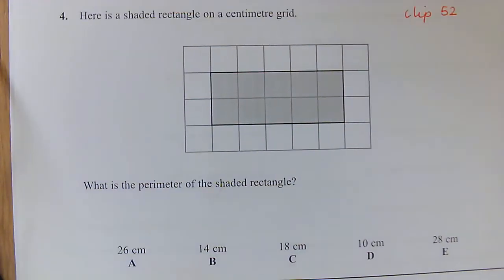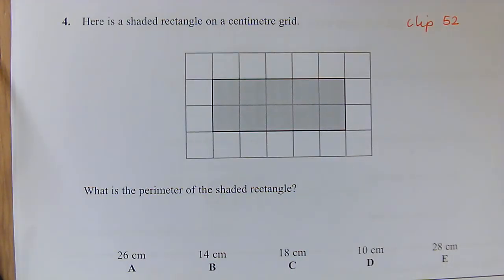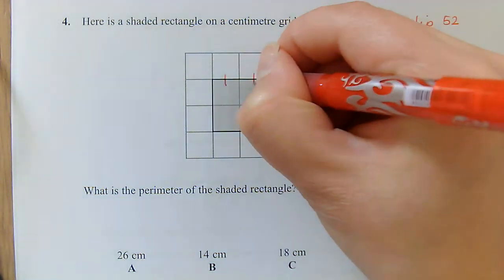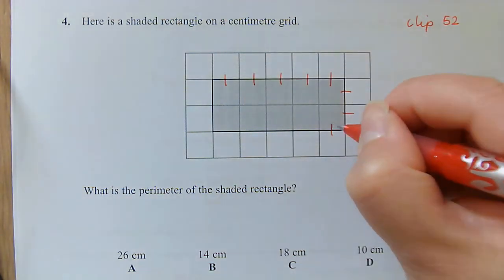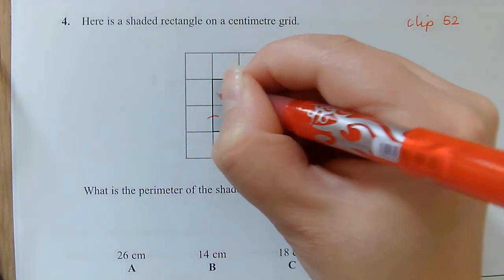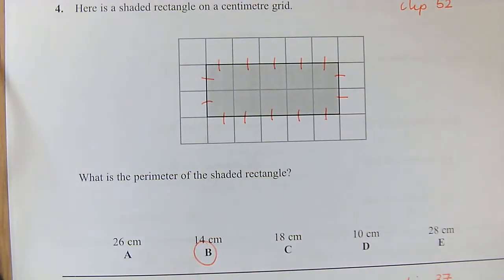Question 4, we're looking at the perimeter. Perimeter is the distance around the outside. So on our centimetre grid, we should be marking off the lengths with a little dash. So here I've got 5, 6, 7, 8, 9, 10, 11, 12, 13, 14 centimetres.